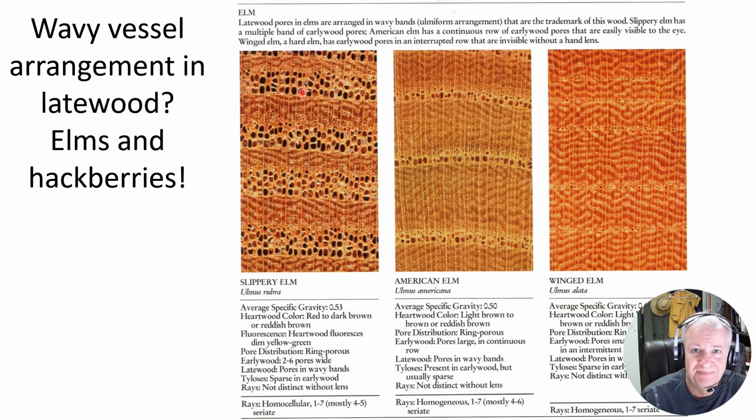Hoadley calls these ulmiform arrangements. These wavy patterns are ulmiform patterns, where Ulmus is the elm genus. So that's pretty handy. In this case, that's an example of a particular patterning of vessels that may give us additional clues as to what species that may be.